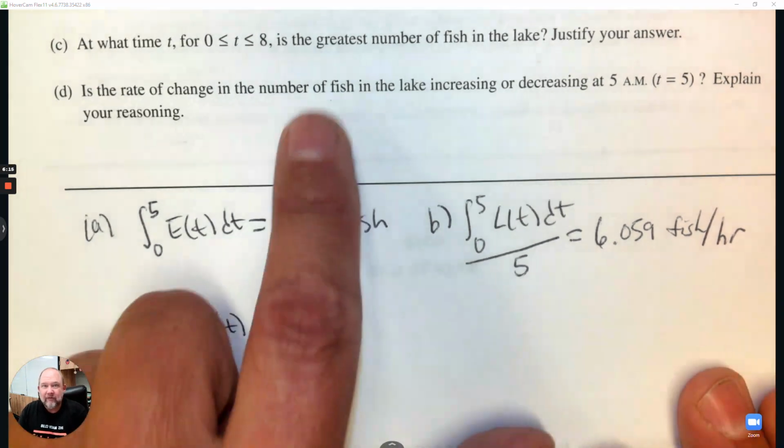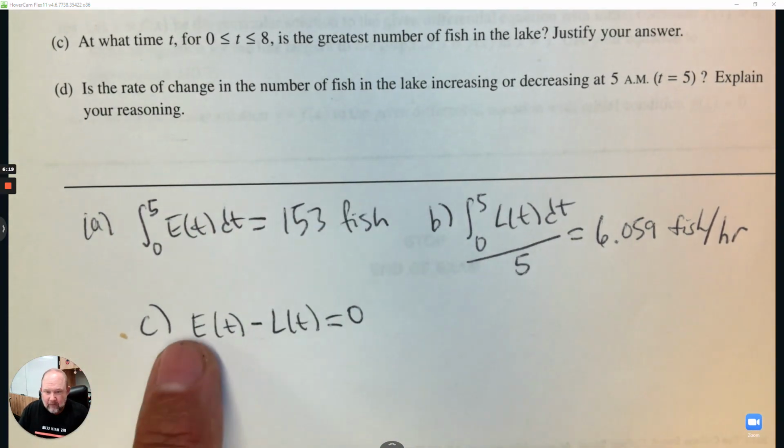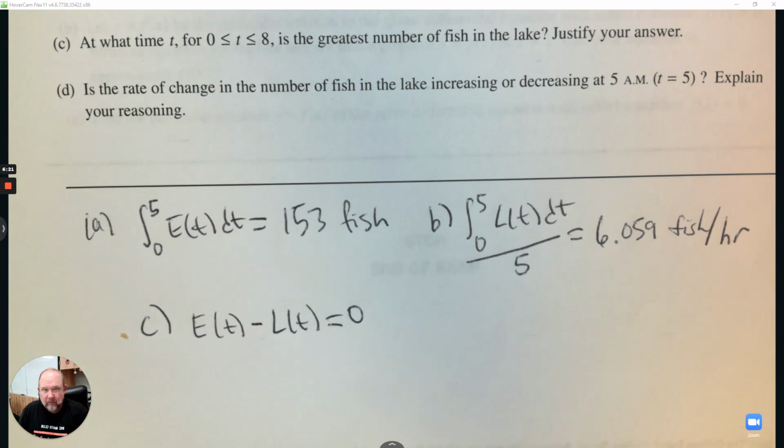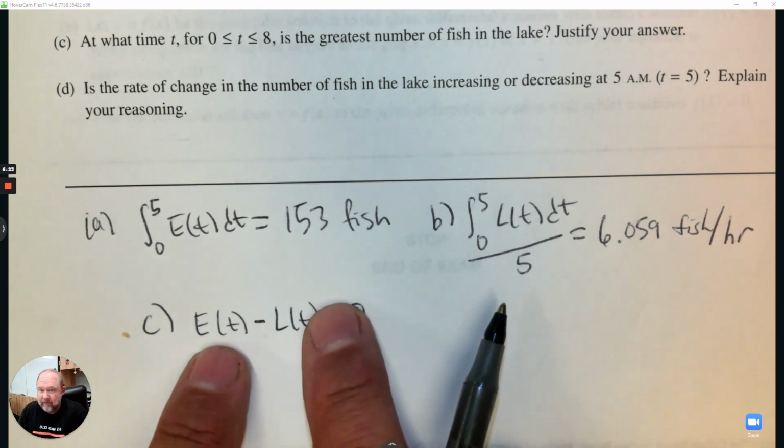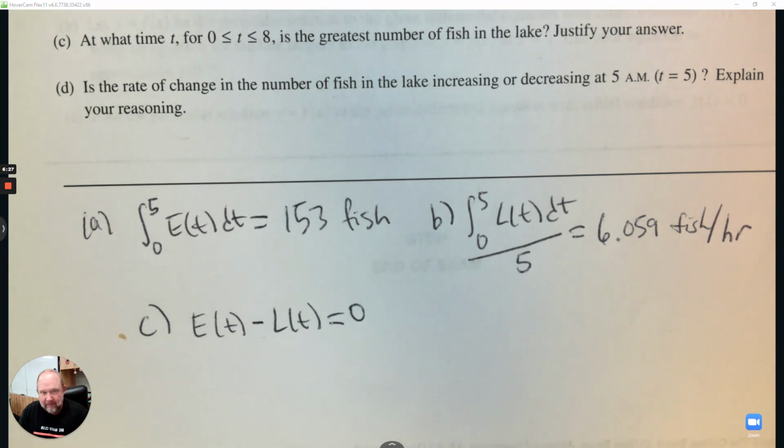So greatest, maximum, how do you do it? You take the derivative equal to 0. In this case, the rate is the derivative. And when we're looking for the greatest number, we have to look at 2 of them. And so the ones entering, subtracting, leaving, that's what's going to give me that greatest number.